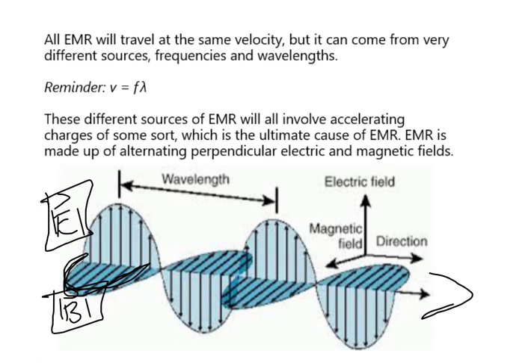It's actually traveling this way. This is the direction that it's traveling, but the waves of the two fields are actually in the X, Y, and Z directions. They actually go in 3 different directions. The source, then, is an accelerated charge.